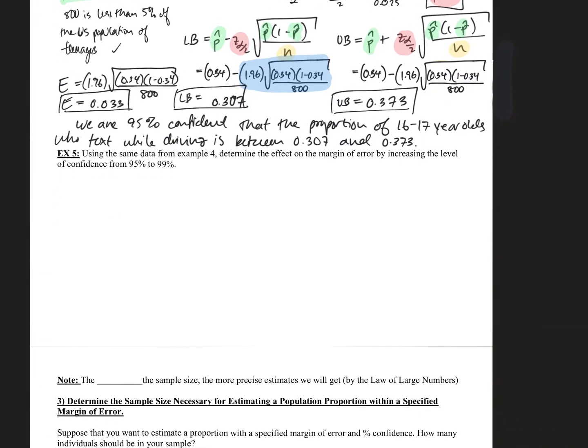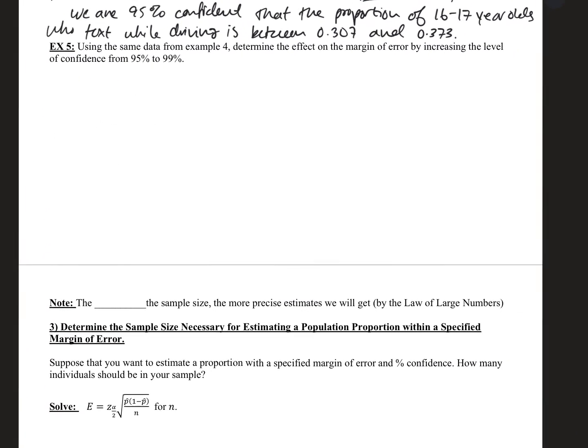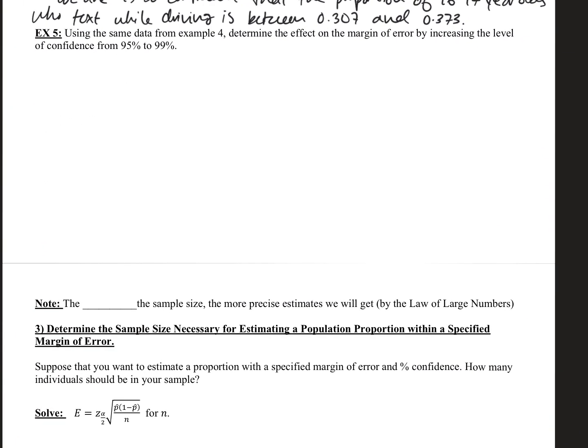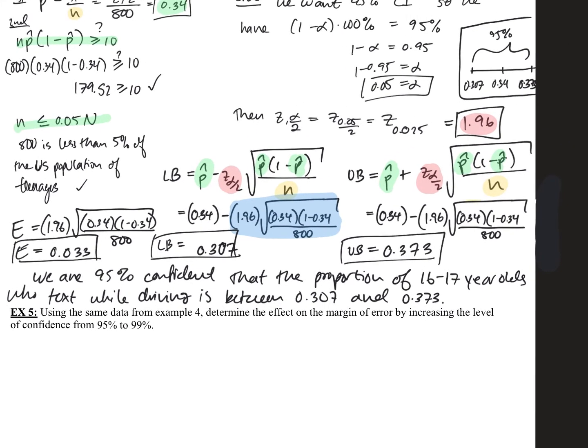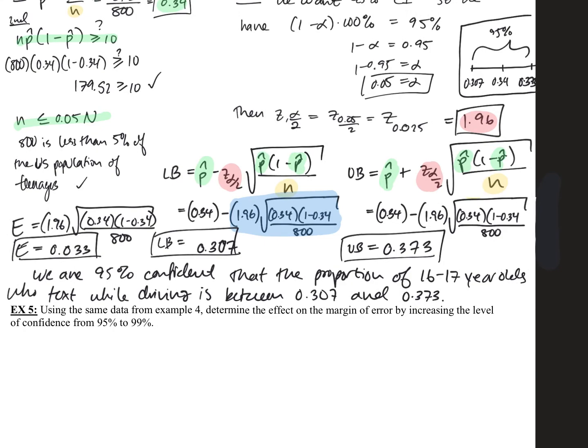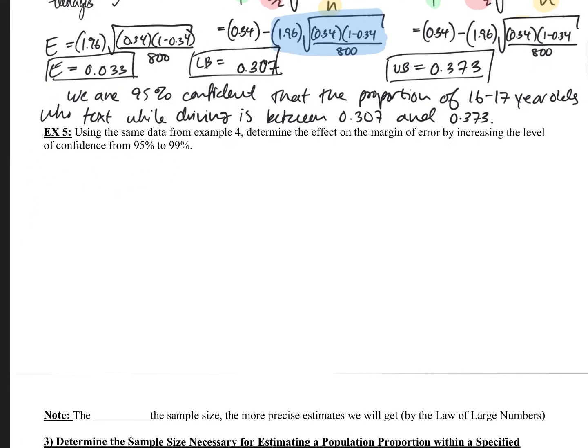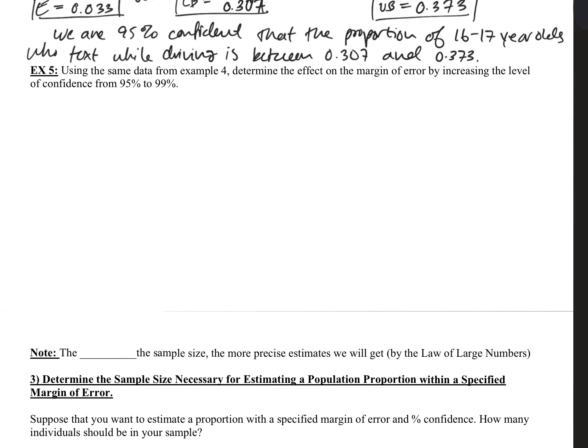Okay. So example 5. Using the same data from example 4, determine the effect on the margin of error by increasing the level of confidence from 95% to 99%. So remember, in the example right above here, we were using a 95% confidence interval. So now we're going to take a look at what it would be if it was a 99% confidence interval.